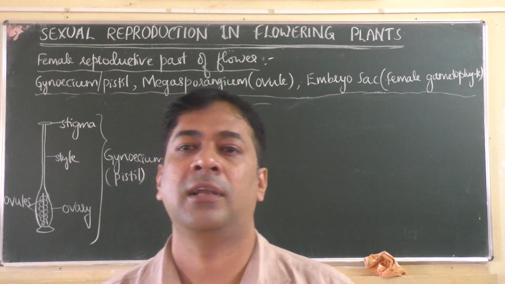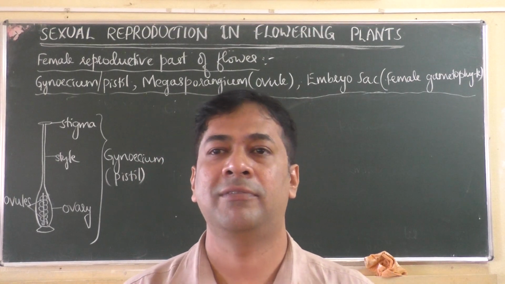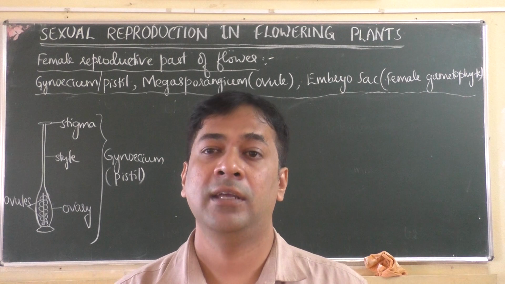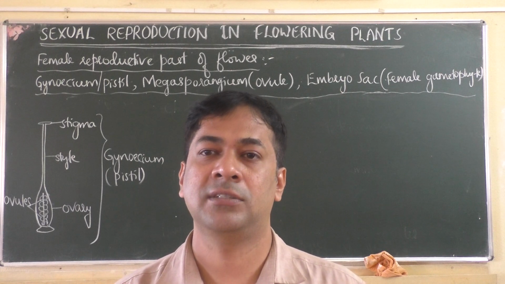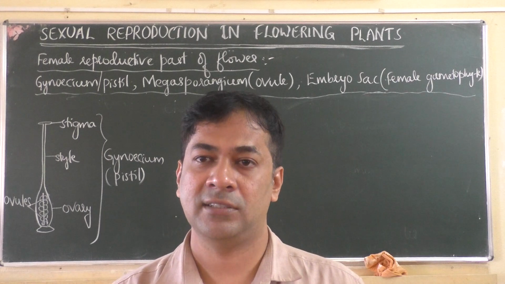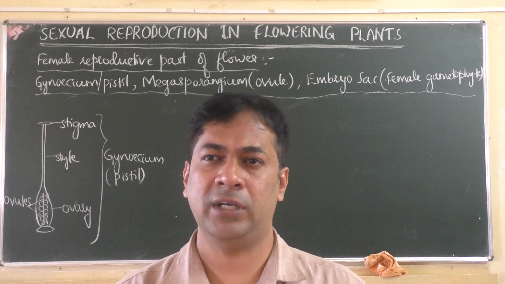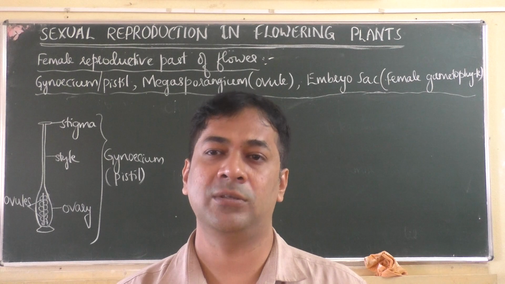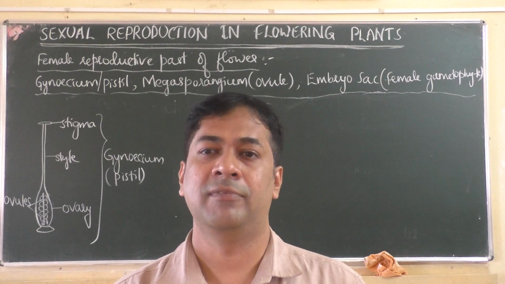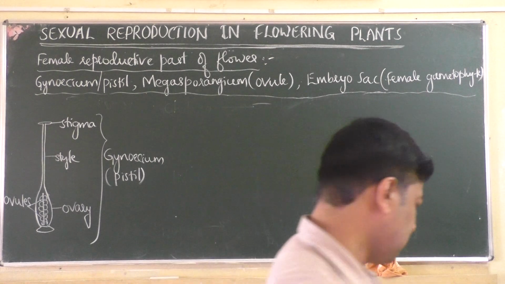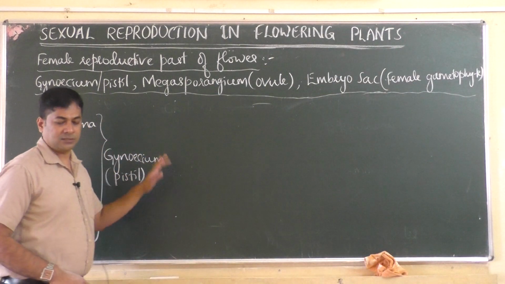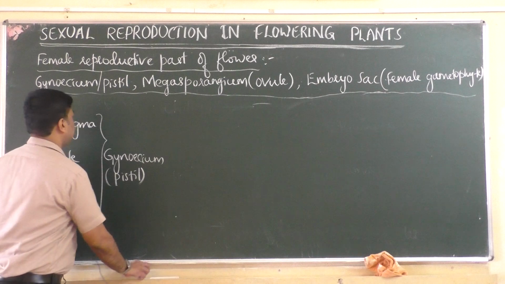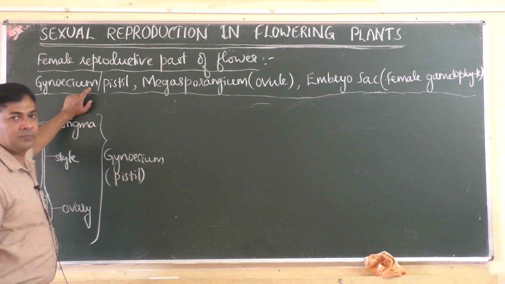So students, in our last class under the chapter sexual reproduction in flowering plants, we were learning the first event of sexual reproduction, that is pre-fertilization. Under pre-fertilization there are two stages. I think so many times I told you, the first one is gametogenesis, then gamete transfer. So we were learning in the last class about these structures, if you remember, that is gynoecium.